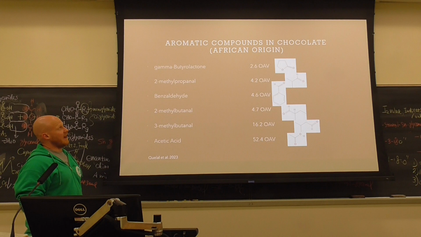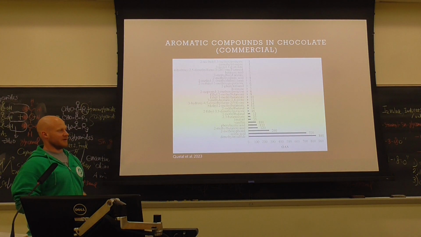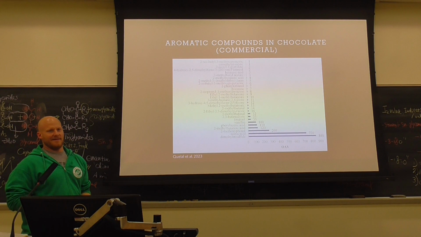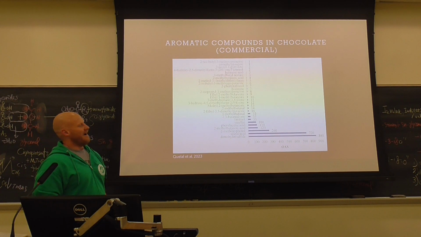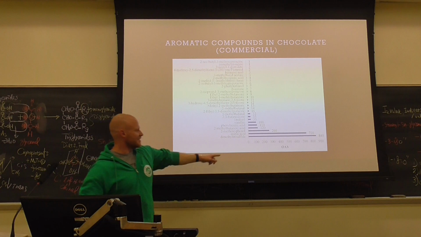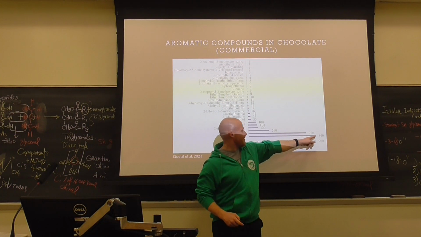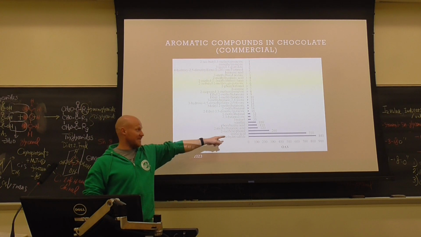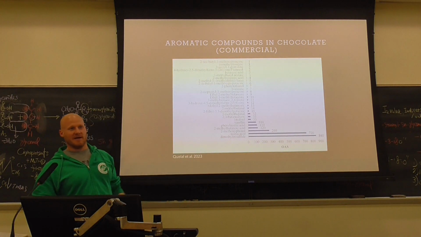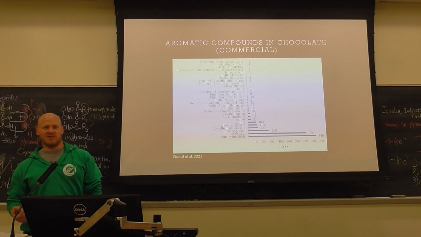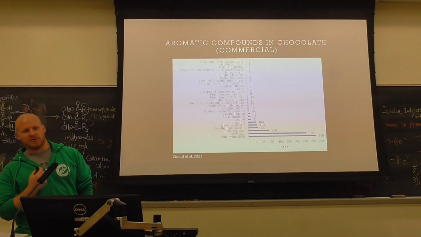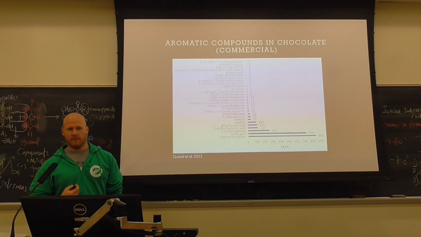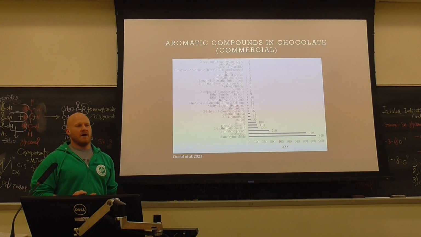If we look at commercially available chocolate, there's too many, I was too lazy to type all those out, and look at the levels. 840 OAV, or acetic acid was 720, in the prior slide it was 52 point something. So if you haven't tasted your chocolate on your desk already, feel free to do so.